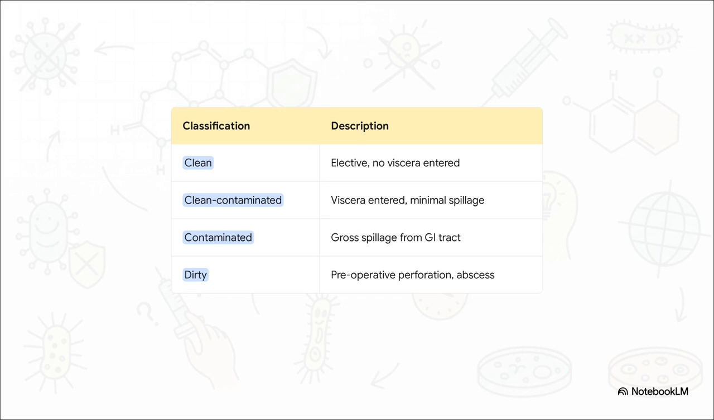It's a scale of risk. A clean wound has very low risk, so you might not need prophylaxis. But as you go down, clean, contaminated, the risk goes up. And for a dirty wound, like an abscess, antibiotics are a must.